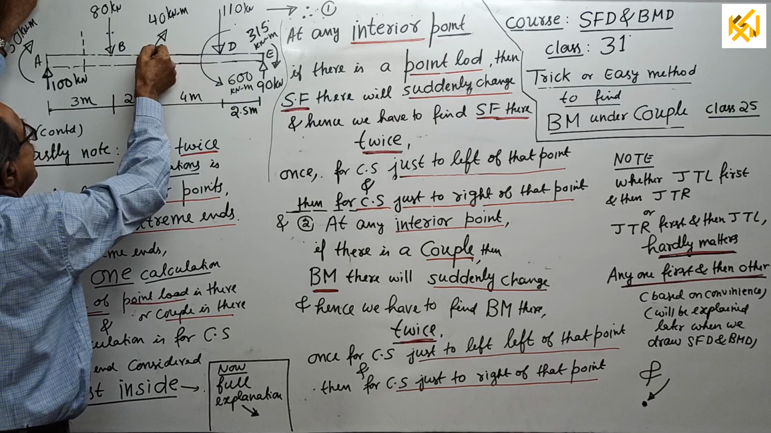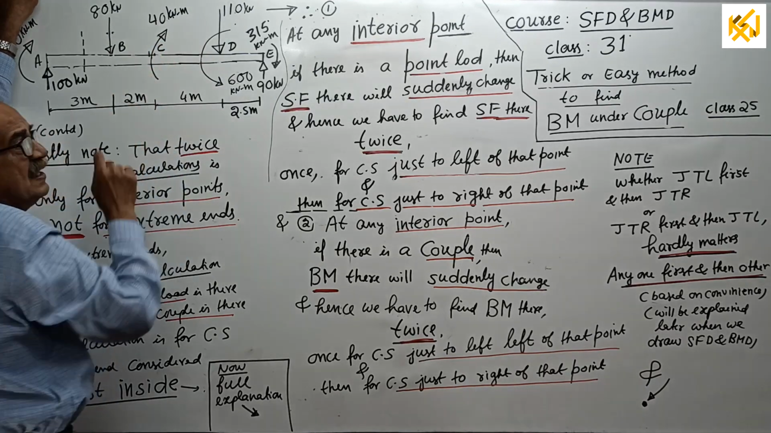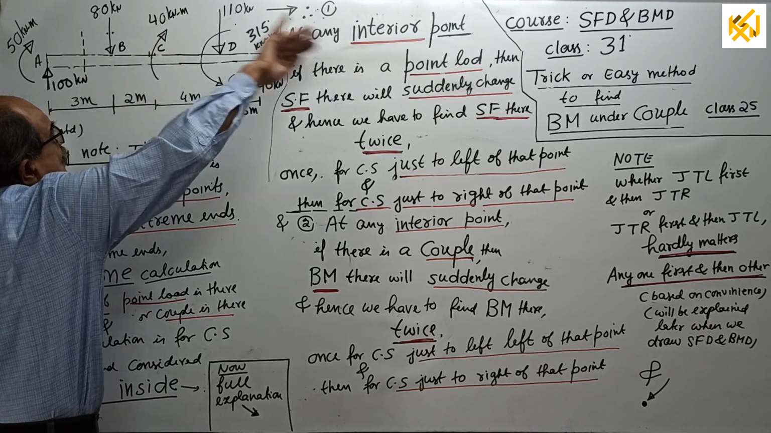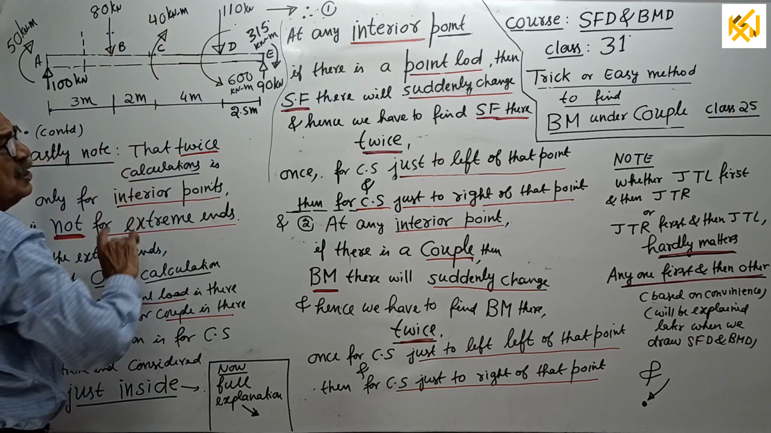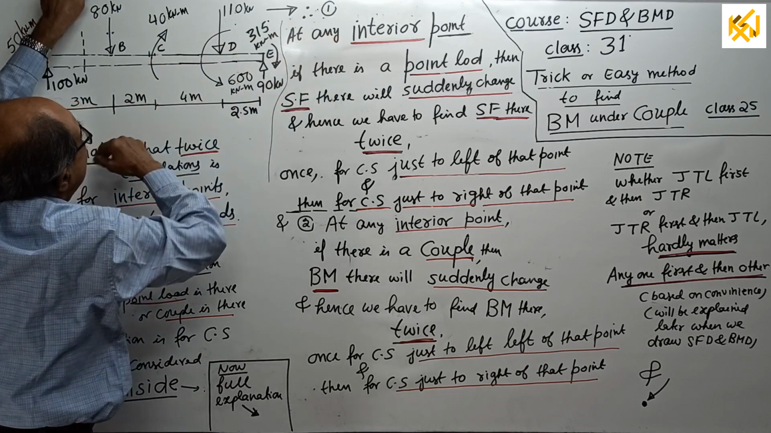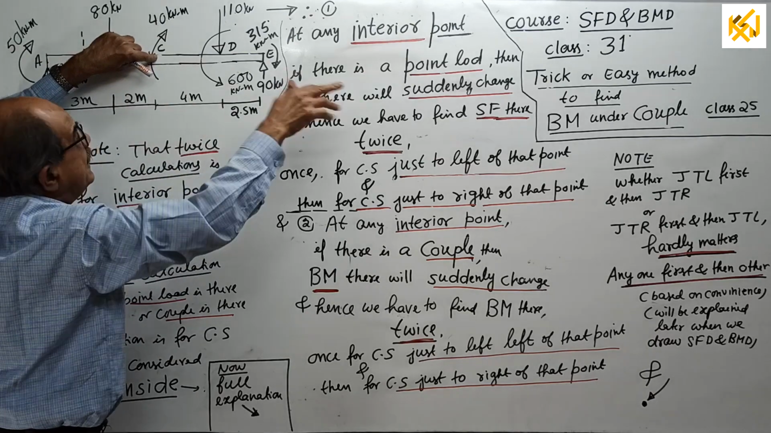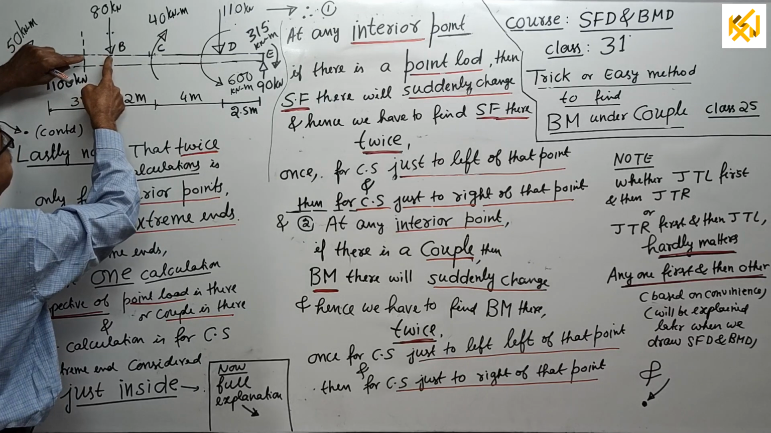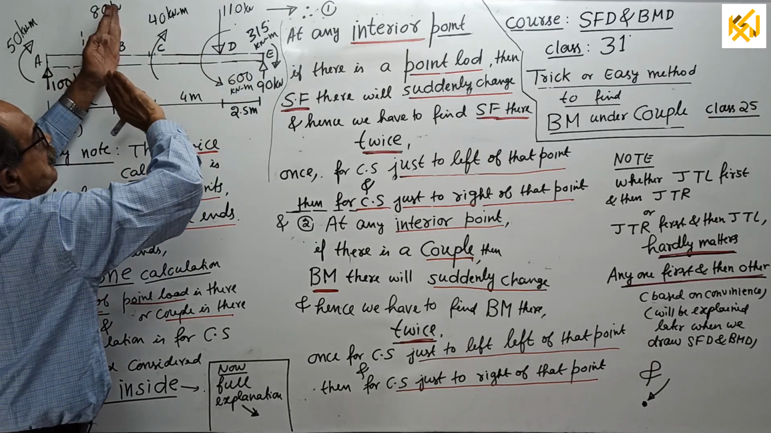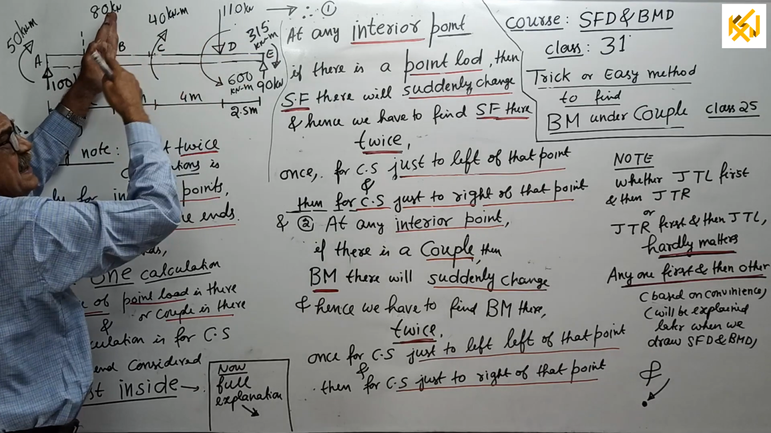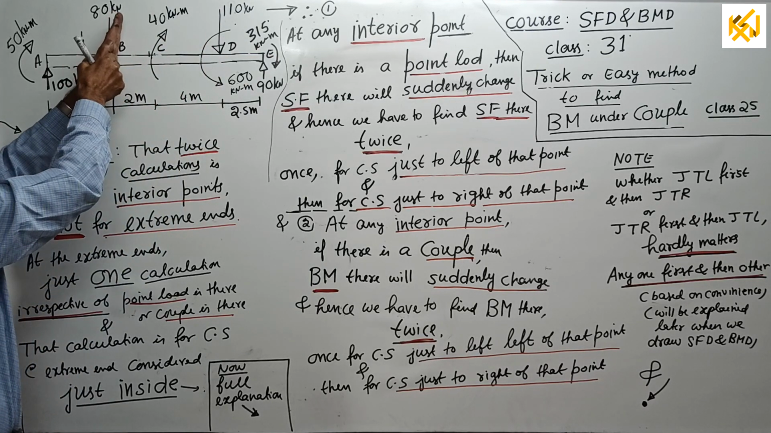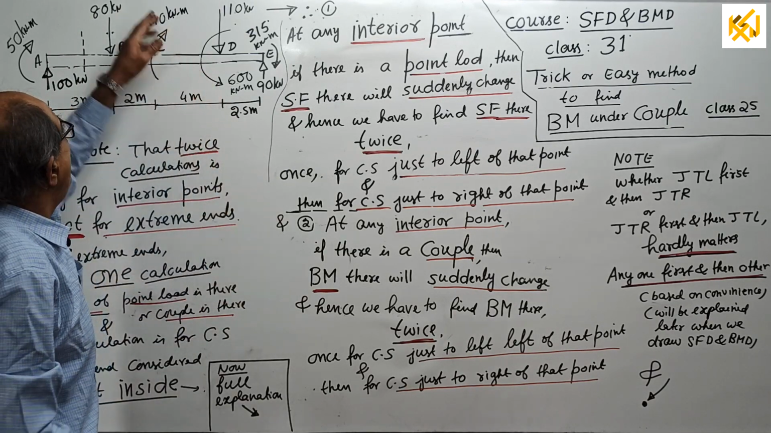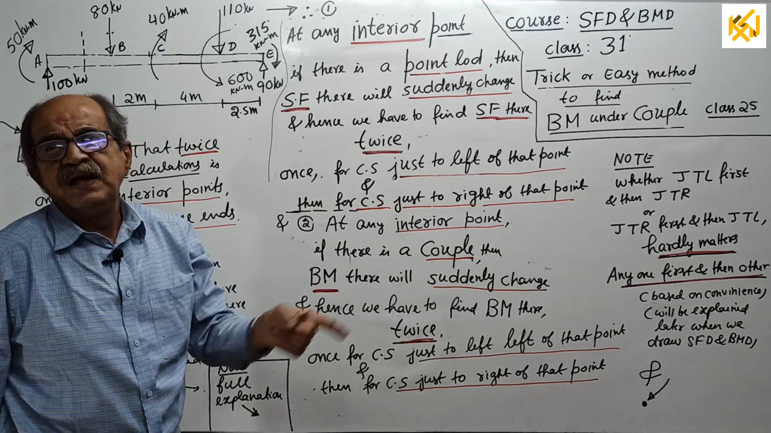So if you consider a section just to the left of C, you will get a bending moment. If you look this side, the couple will not come. But the moment you cross over that side, the couple will come, so it will change. Or if you start from that side, just to the right of C, if you look this side, the couple will not come. The moment you come this side, the couple will come. Same for shear force. If you consider here, if you look that side, till you reach B from that side, this force will not come. When you come this side, that force will be accounted. Therefore, wherever there is a couple, bending moment, you have to find twice.